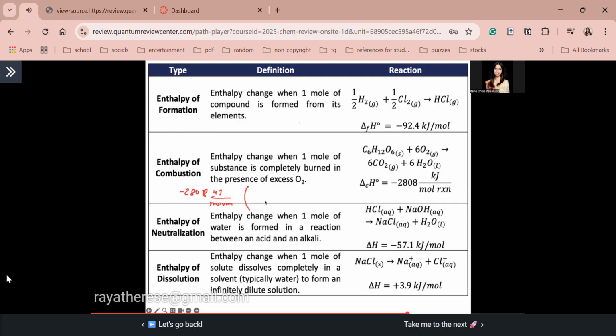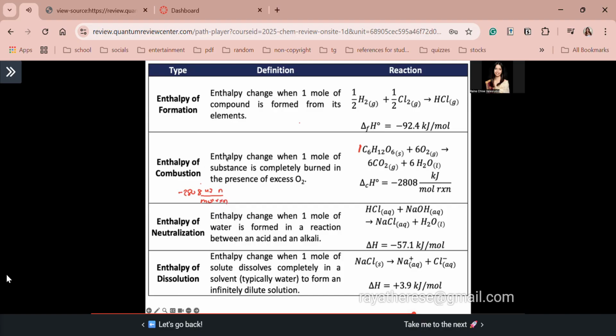Okay, tandaan nyo lang na per 1 mole reaction, ilan ang glucose? 1, diba? Kasi 1 naman ang coefficient dito for glucose. So the enthalpy of combustion per mole of glucose is equal to simply negative 2808 kilojoules per mole glucose. What if gusto nyo naman yung enthalpy of combustion per mole of CO2? Sige, let's try to solve that. So we have negative 2808 kilojoules per mole reaction.